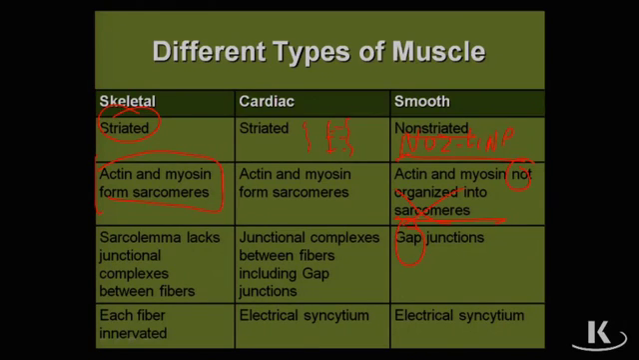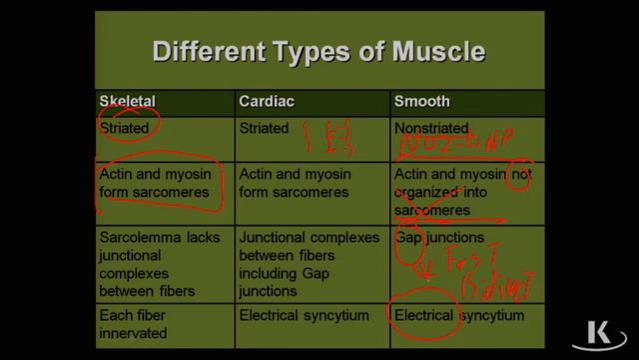If it's not organized in that way, it has gap junctions, which makes an electrical syncytium. That means it is fast. That means it is bidirectional. It means it is fast, and this means it is bidirectional.